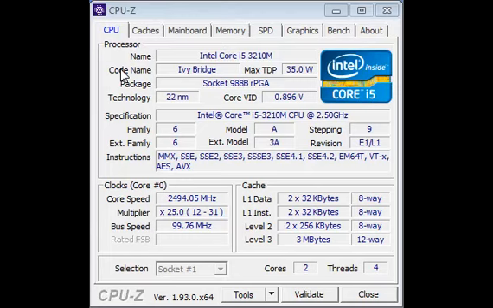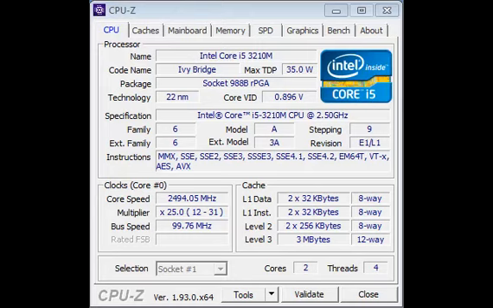The code name. This is the name of the processor core architecture. In my computer, the code name is Ivy Bridge. Ivy Bridge is a code name for the third generation of the Intel Core processors that are i3, i5, and i7.